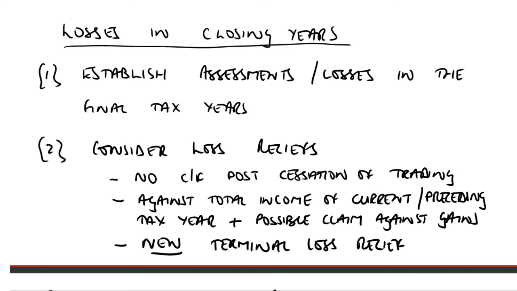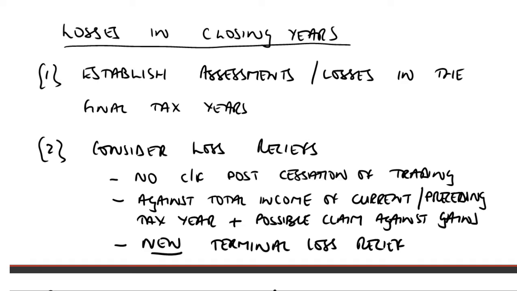Well, appropriately, now we are left with one final scenario to deal with in this final lecture on loss reliefs for the unincorporated trader. And that is what happens when we come to the cessation of an unincorporated trade and we have losses in the closing years, probably in terms of any exam question, in the very final period of trading. How do we deal with that?